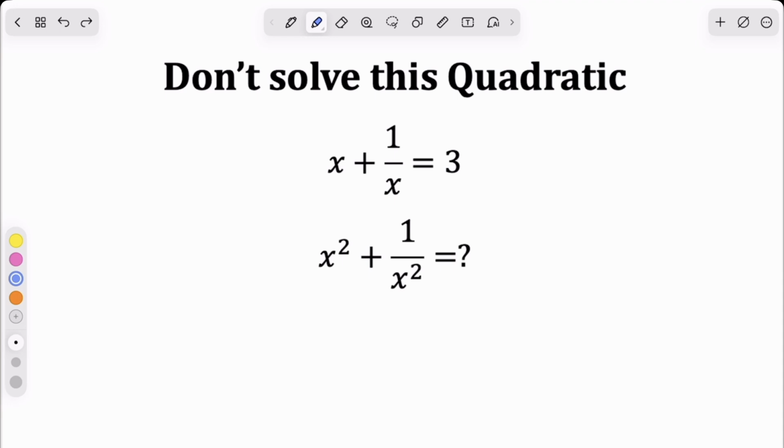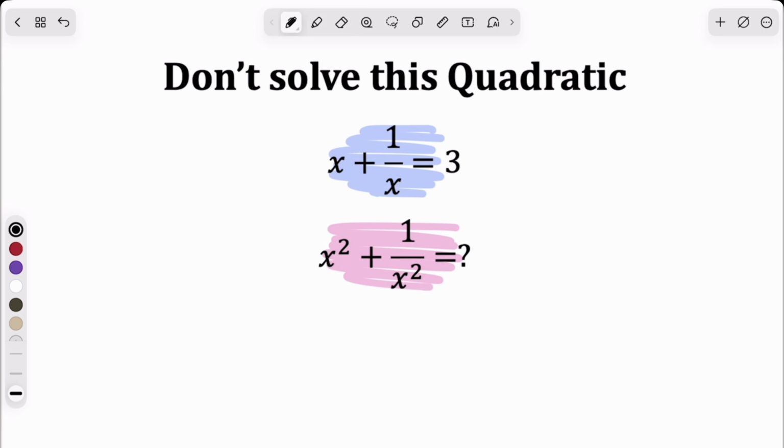Here's a classic contest style question. If x plus 1 over x is 3, what is x squared plus 1 over x squared? And notice, we're not going to solve for x.